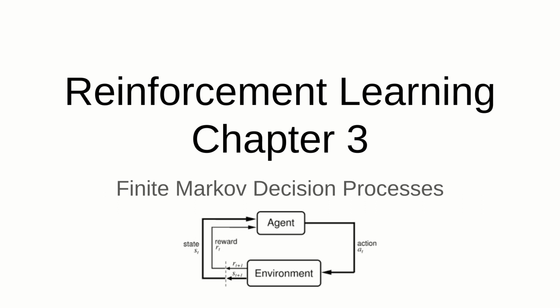Welcome back to another video in this series where I'm summarizing and providing code examples for the popular book Reinforcement Learning by Richard Sutton and Andrew Barto. In the previous video, I covered the multi-arm bandits problem, which serves as a partial version of the full RL problem. In this video, we'll learn about the full RL problem and how it's formalized as a finite Markov decision process.